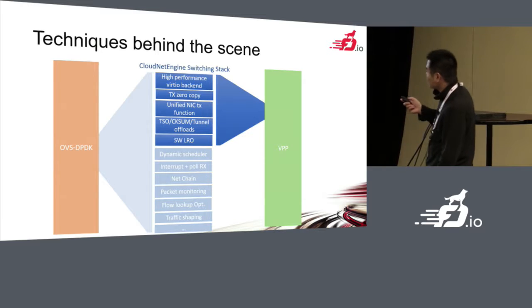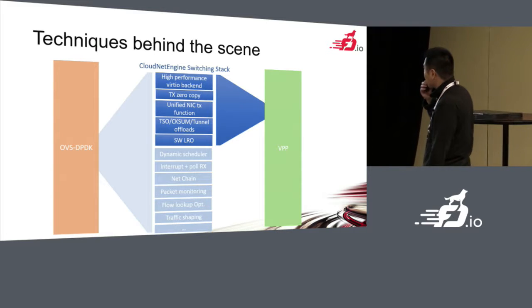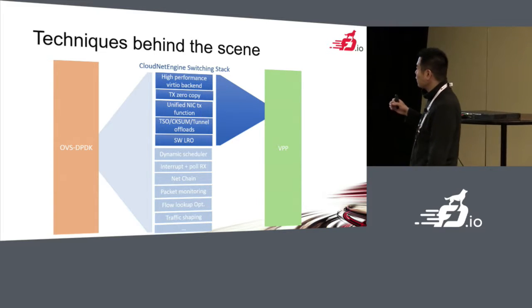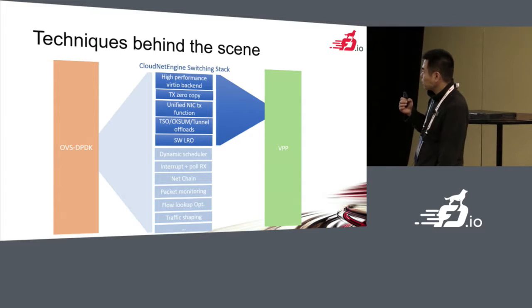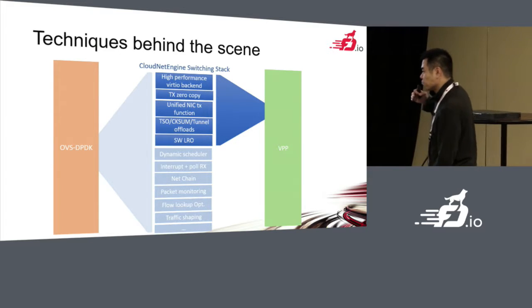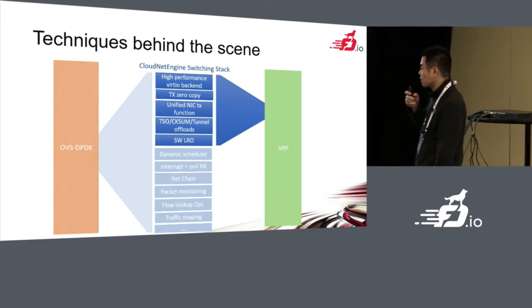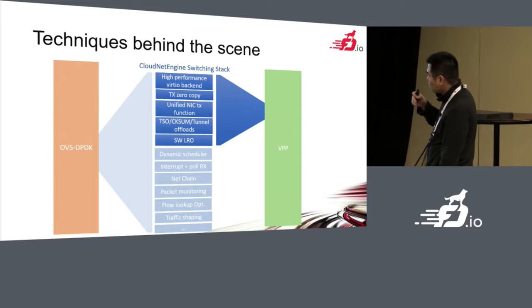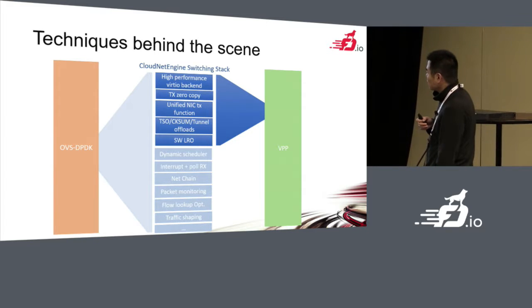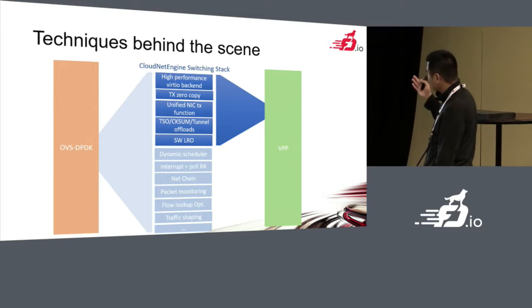So what are the techniques behind the scenes? I'm going to spend most of the time on this slide. A little bit of history: CloudNetEngine actually started working on OVS DPDK, which was probably published earlier than VPP. There are a number of components in the CloudNetEngine switching stack. The bottom, light blue ones are components not really applicable to VPP.